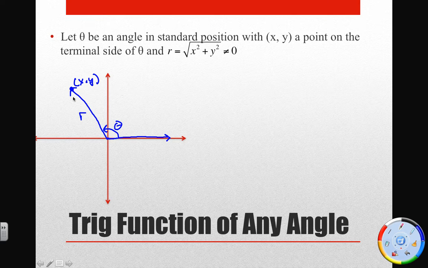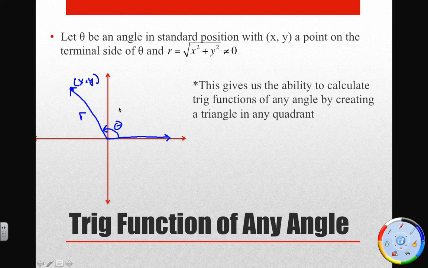And we use r because it's kind of like a radius of a circle that we could determine from this. And what this does is it gives us the ability to calculate trig functions of any angles by creating a triangle in any quadrant. So what I can do right here is create this triangle, and it becomes a right triangle. And this is my x direction, and this is my y direction. And I can do this in any quadrant.